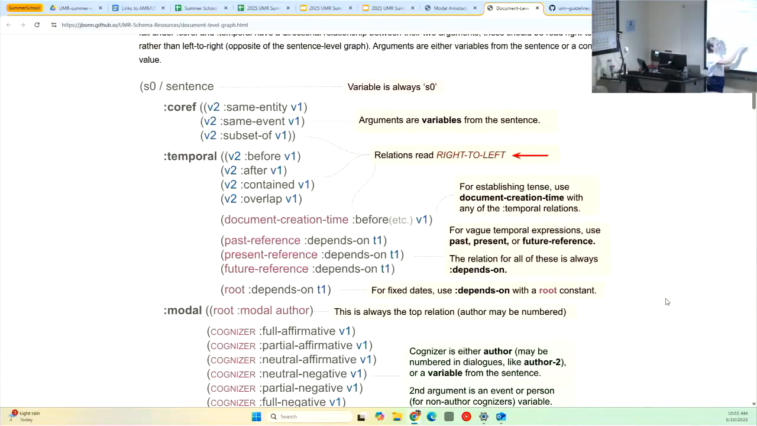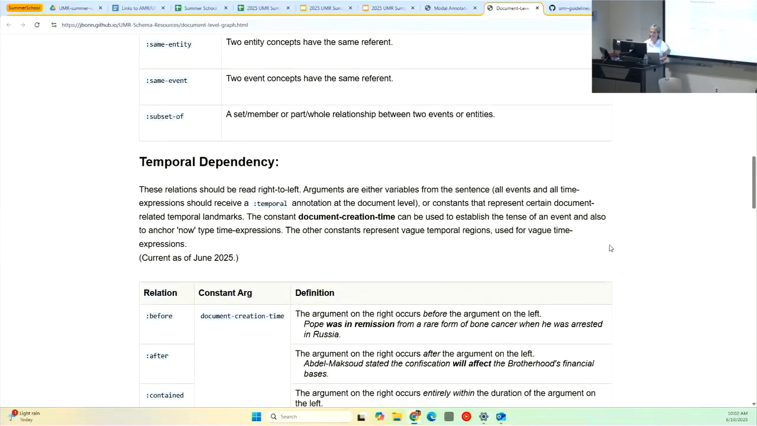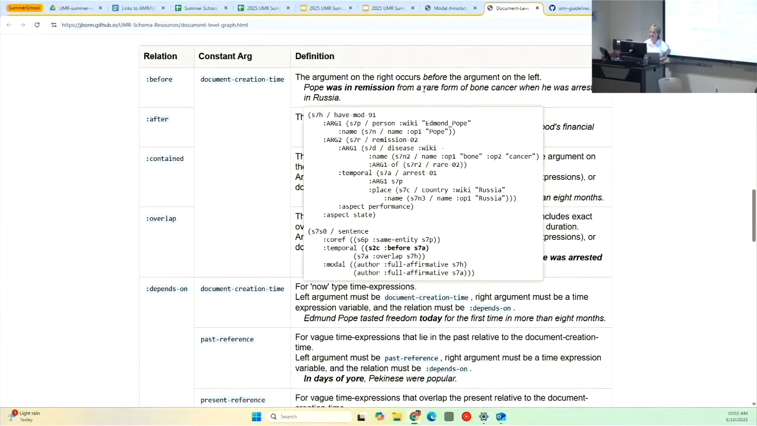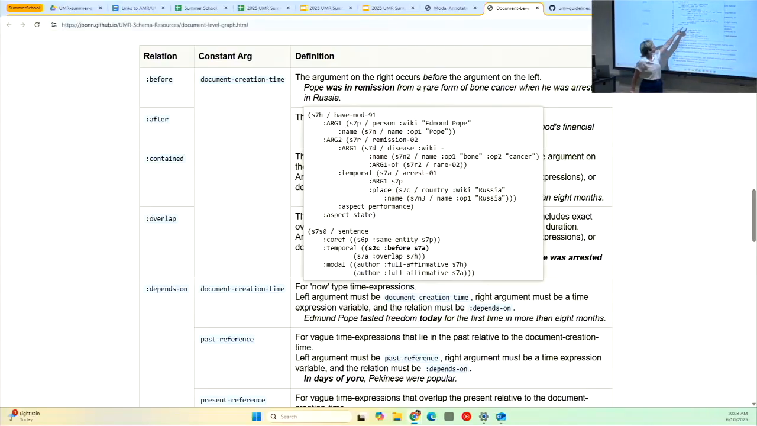Oh yeah, and then if you have absolute time expressions like dates, like May 5th, you're going to connect May 5th to a root instead. So here are some examples. Pope was in remission from a rare form of bone cancer when he was arrested in Russia. 7A is the arrest.